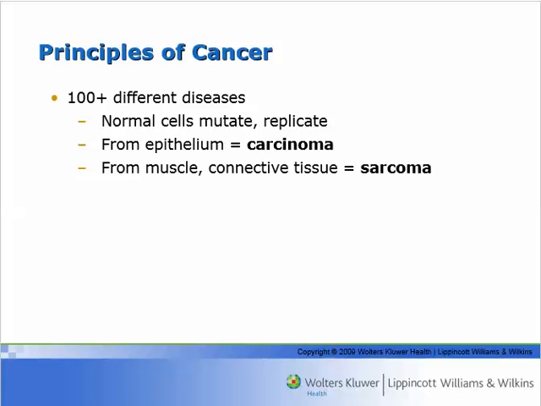So, cancer is a large group of diseases, characterized by uncontrolled cell growth and spread of abnormal cells. If the normal cells mutate and they replicate out of control, and the original cells are epithelial, then we call it a carcinoma. If it's from muscle or connective tissue, we call it a sarcoma.